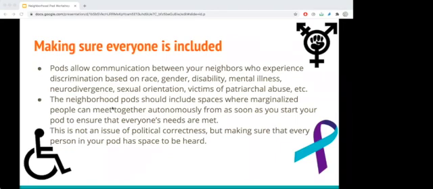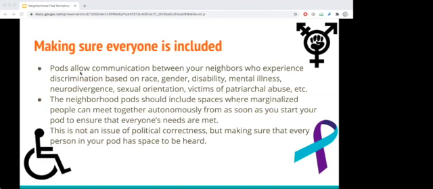Making sure everyone is included is also really important. It goes hand in hand with how we show up for each other. Pods allow communication between your neighbors who experience discrimination based on race, gender, disability, mental illness, neurodivergence, sexual orientation, victims of patriarchal abuse, etc. These are people that, for one reason or another, might not have shared these things with you or with other neighbors before, and having a network between each other might make that more accessible for them. The neighborhood pod should include spaces where marginalized people can meet together autonomously from as soon as you start your pod to ensure that everyone's needs are met.